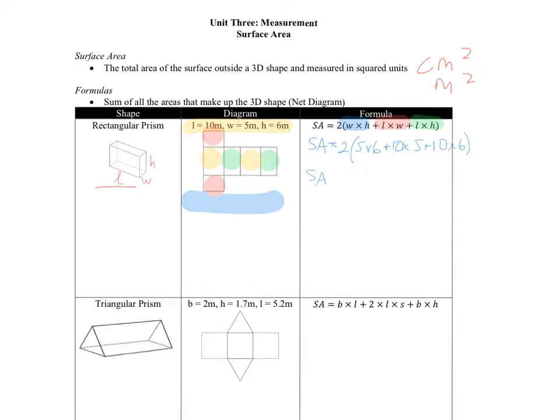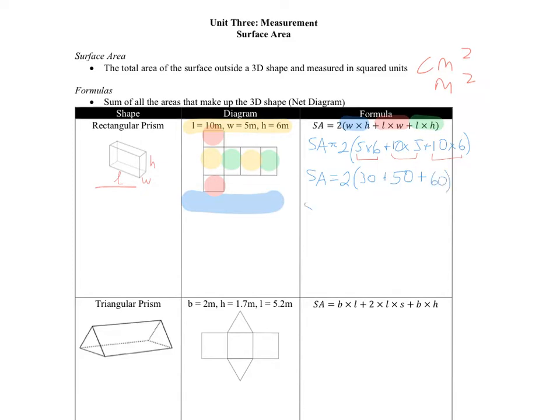So surface area equals, we have brackets going on here. We have multiplication and addition happening in the brackets. And as you recall, our multiplication in the brackets needs to happen first. So I put some brackets in there, or little indicators, to tell us that we have to do 5 times 6, which is 30. And then 5 times 10, or 10 times 5, which is 50. And 10 times 6, which is 60.